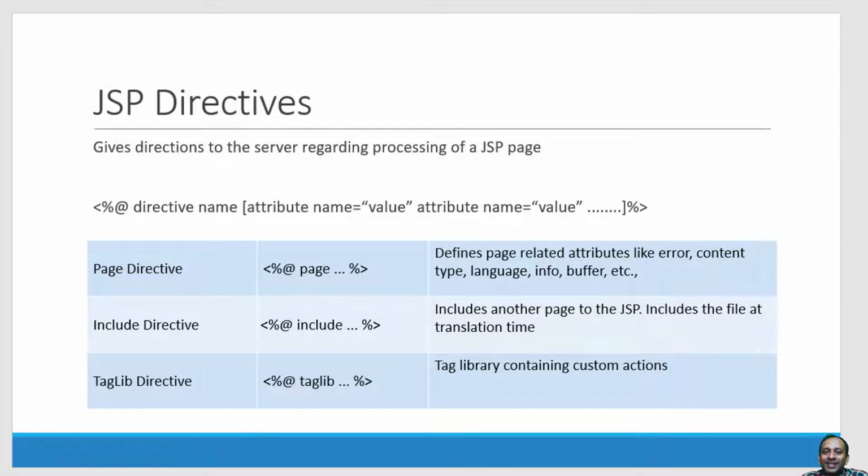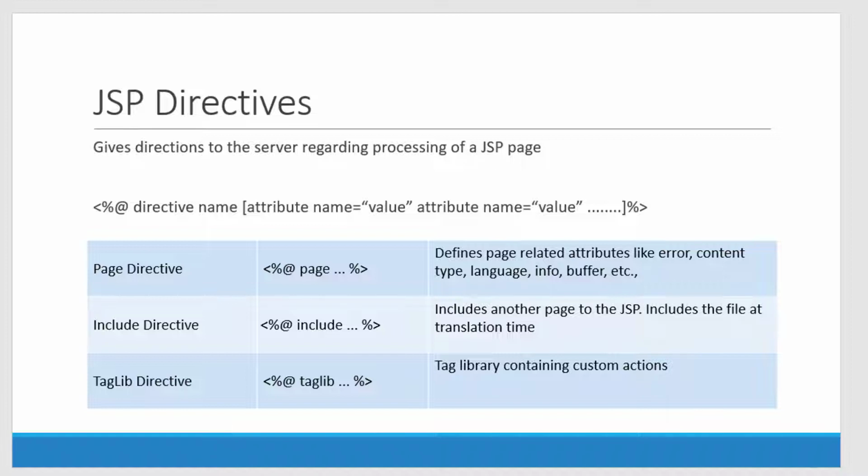Hi, let us understand about JSP Directives. JSP Directives give direction to the server on how a particular JSP should be handled or processed. The directives will have the following syntax, that is <%@, the name of the directive, and what are all the attributes or the values that need to be passed to that particular directive.